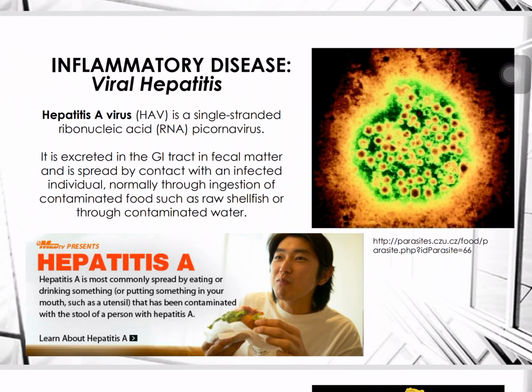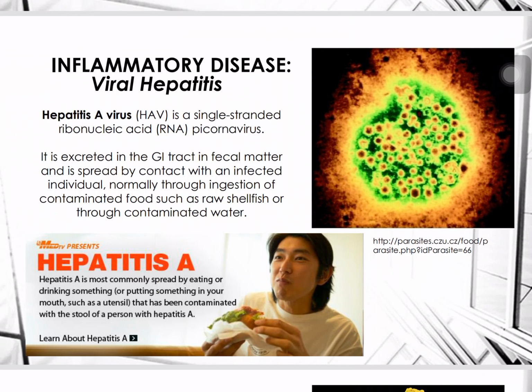At least 6 types of viral agents that cause acute inflammation of the liver have been identified. First is the Hepatitis A virus. It is a single-stranded RNA picornavirus. It is excreted in the GI tract in fecal matter and is spread by contact with an infected individual, normally through ingestion of contaminated water.